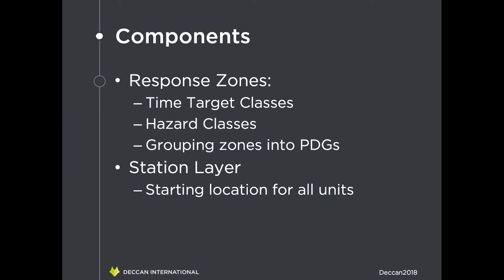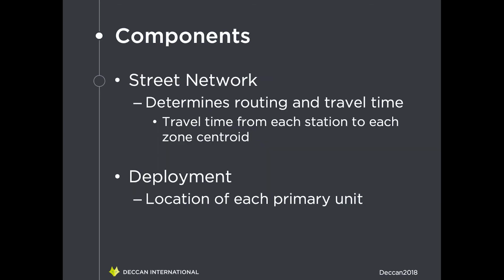And that determines the starting location for all of your units and your street network. So in order for ADAM to be a reliable decision-making tool for you, the street network is an important part of that. If there are breaks in the street network, or street nodes that are missing, it does impact our ability to estimate the travel time from your station to any zone in your area. And then we need to know your deployment.